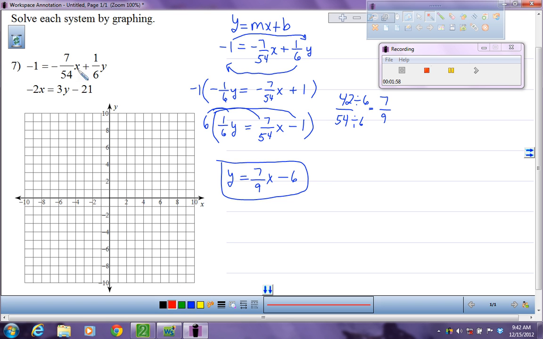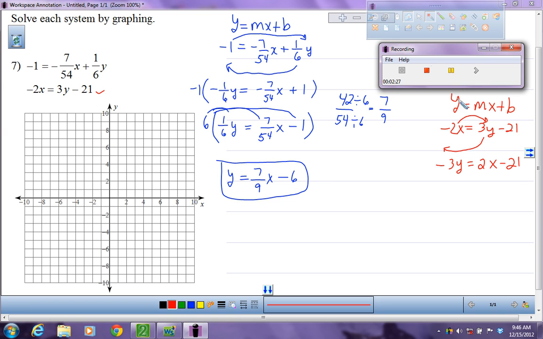Now we're going to graph the other one in red, following our model. So here I have a 3y minus 21, negative 2x on this side. I can see the y is in the wrong place, and my x is in the wrong place. I'm going to move them around, so I end up with negative 3y equals positive x minus 21. The 21 didn't change. The 21 stayed the same, right? Because it's already on the right side.